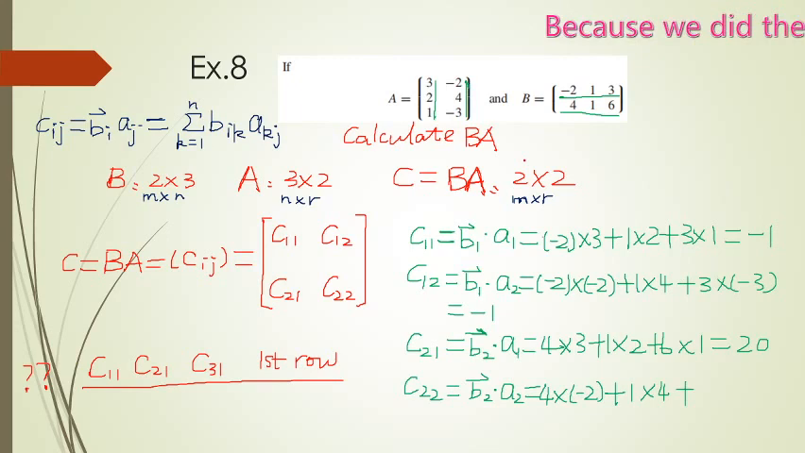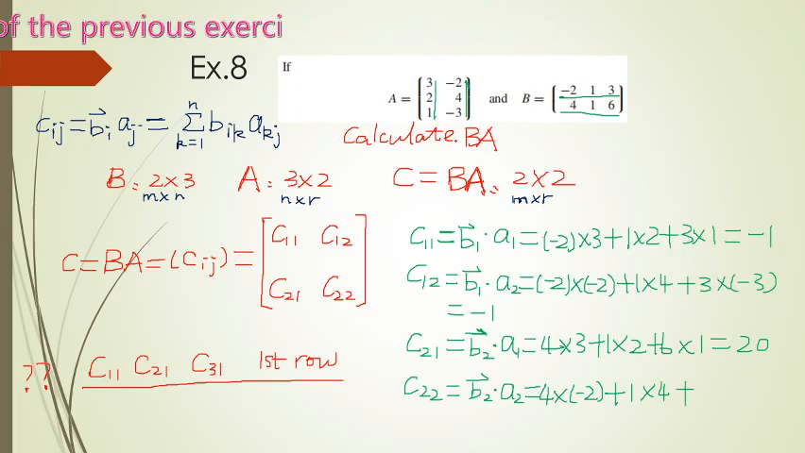Yes, we did the opposite one. It's not a repeat of the previous one. It's a different one, okay? The previous one, we calculated A times B based on those two matrices, A, B. Now we are doing a different question.